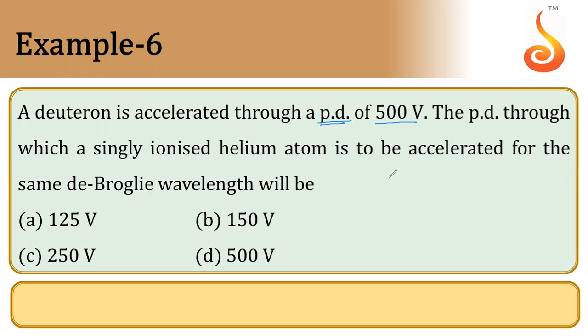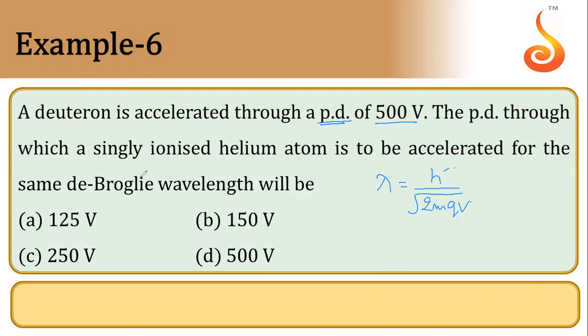Now we know this formula. De Broglie wavelength is h by root 2mqV, where h is Planck's constant, m is the mass of the particle, q is the charge of the particle, and V is the potential difference.